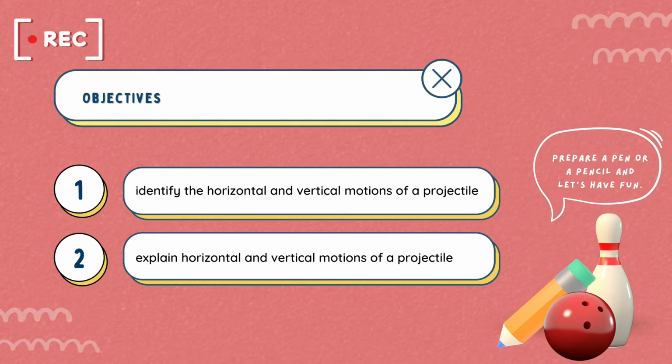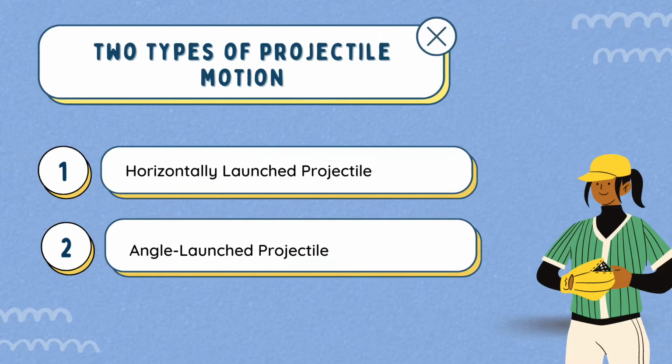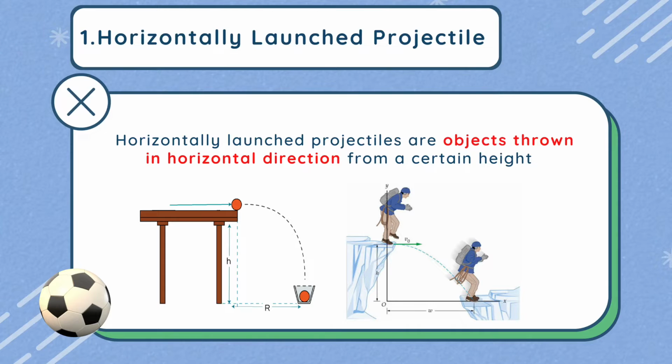In this video, let's identify horizontal and vertical motions of a projectile and explain horizontal and vertical motions of a projectile. There are two types of projectile motion. First, horizontally launched projectile and angle launched projectile. First, let's have horizontally launched projectile.